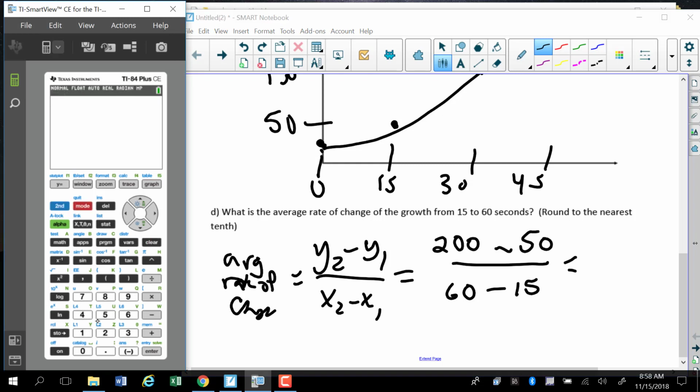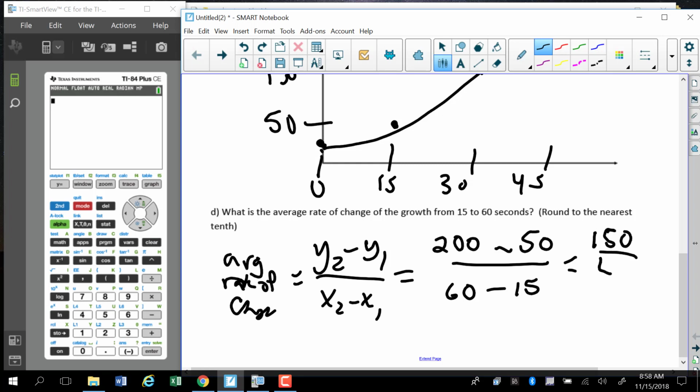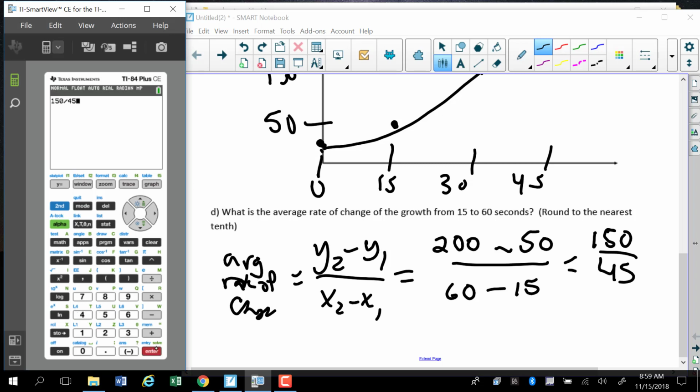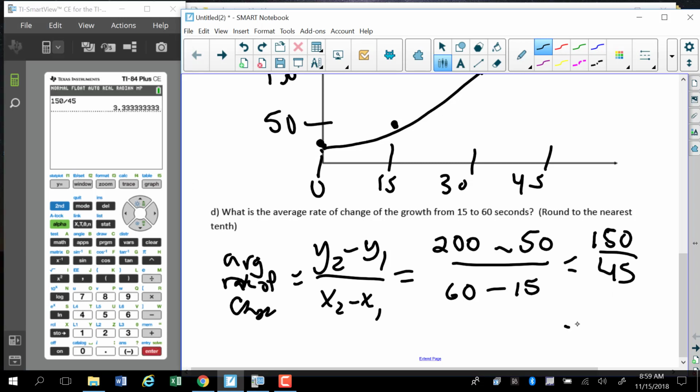So this becomes 150 up top, and we have 45 on the bottom, and then 150 divided by 45 gives us about an average rate of change of 3.3. And what is that? We're going to get about 3.3 more bacteria per second. We're going to get 150 bacteria in 45 seconds, or about 3.3 every second.